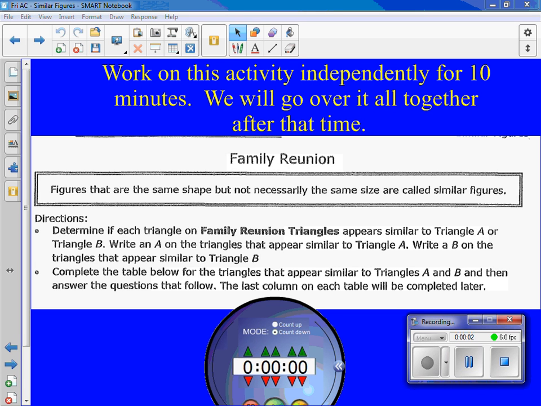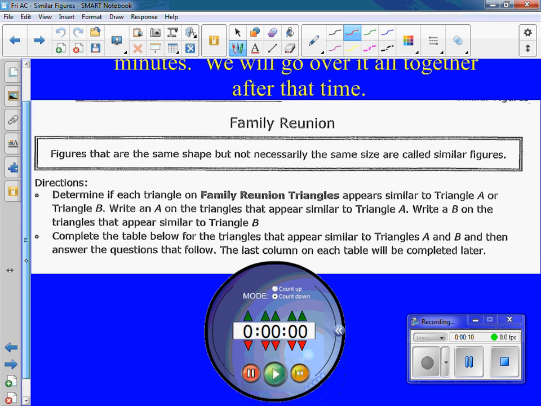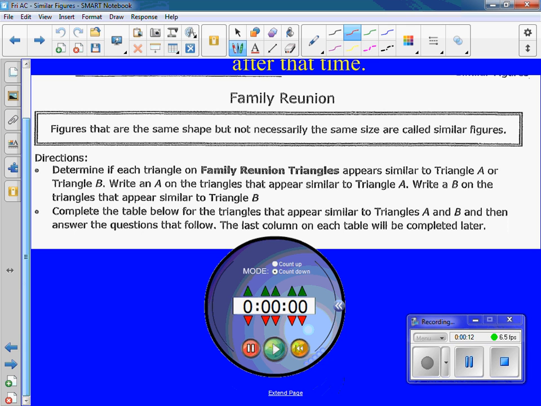Right, so the first part of this video about similar figures is actually going to go over the activity that we're going to work in class, or that we have already worked in class, just to make sure that you didn't miss out if you were absent on that part. So figures that are the same shape but not the same size are called similar figures. So not the same size and same shape, okay?